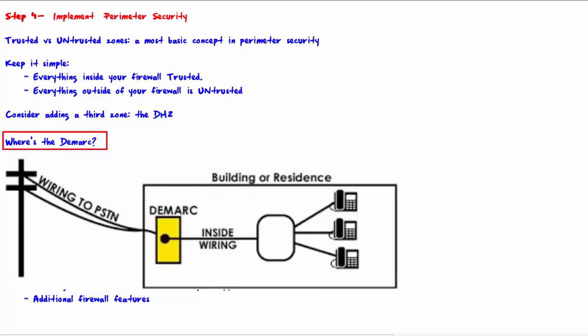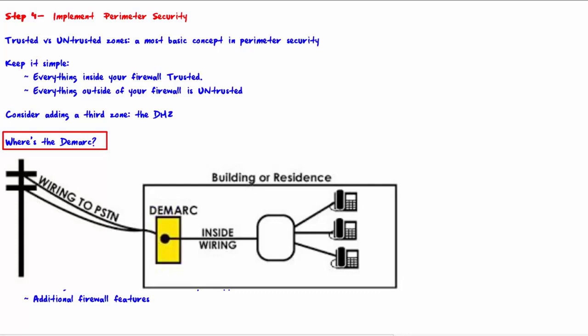Where's the DMARC? To get internet access, we need to pay an ISP, Internet Service Provider, to provide that connection. Any equipment necessary for the internet connection that is owned by you is called CPE, Customer Premises Equipment. Anything outside of the CPE is owned by the ISP, the Internet Service Provider. The exact connection point is called the DMARC.